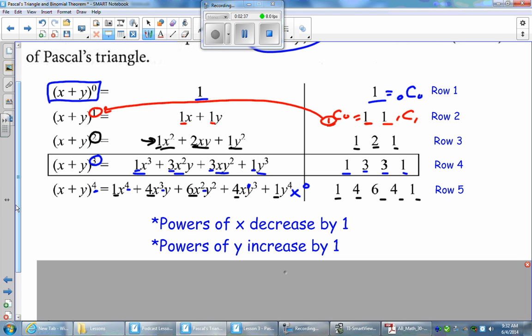Also, powers of y, how does it change? For the first term, you won't see a y, but it actually is there. It's actually y to the power of 0. So you have 0, 1, 2, 3, and 4. So it is actually increasing by 1. So powers of x decrease by 1, and powers of y increase by 1. So we're going to use this pattern to do binomial expansions of high degrees.